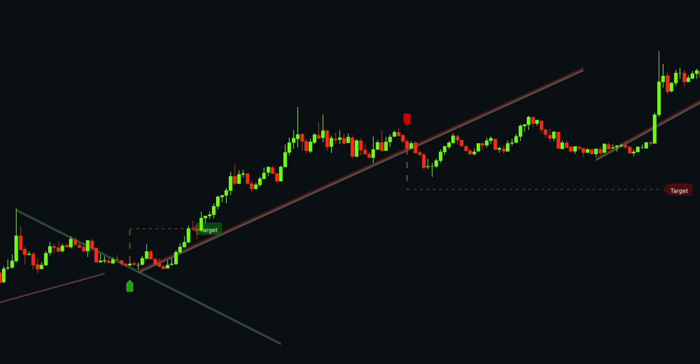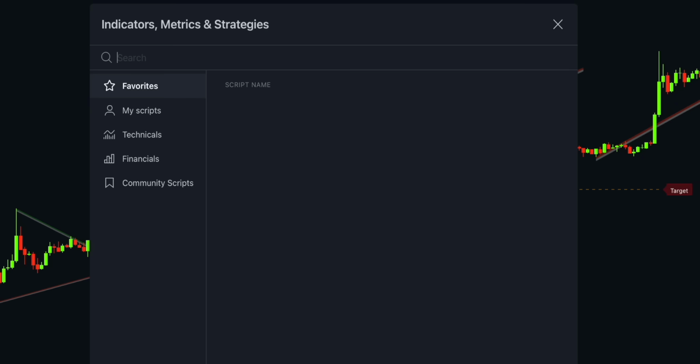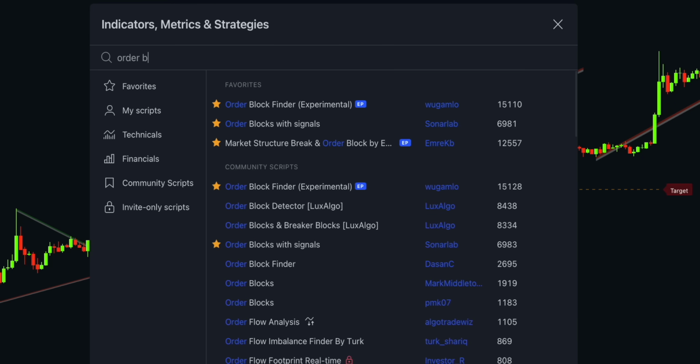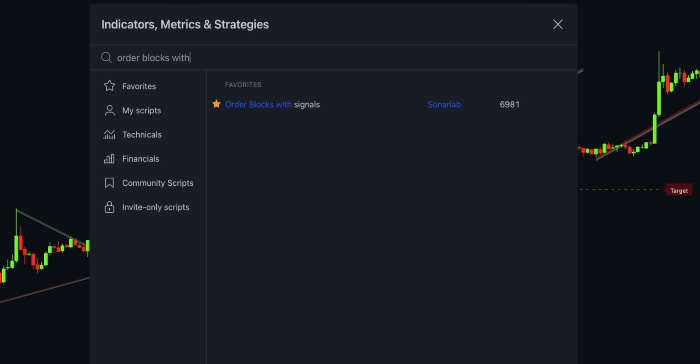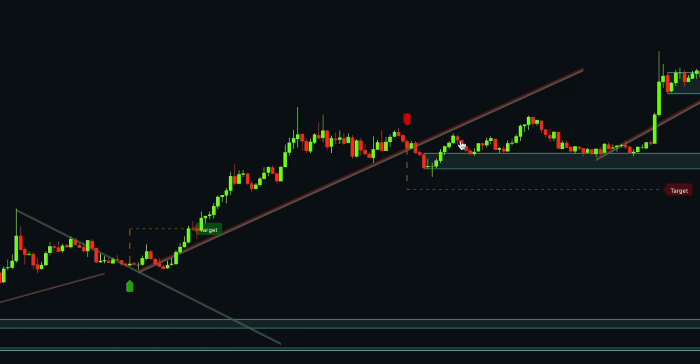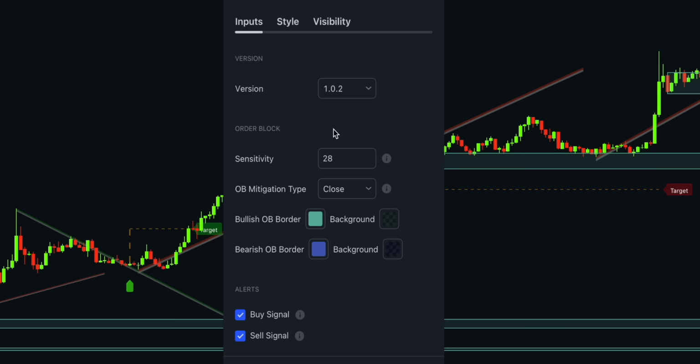There are many indicators that work great with trendline breakouts with targets. These are mainly price action tools and oscillators. For example, let's apply order blocks with signals by Sonar Lab. Open the indicator's settings and change the sensitivity to 40. Hide order block borders to make the chart look clean.